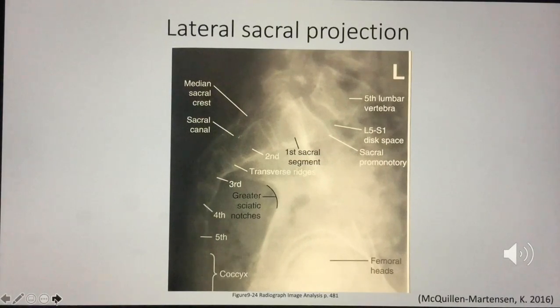This is the lateral sacral projection. You must see the L5-S1 disc space. The whole sacrum laterally should be in the image, and also the coccyx.